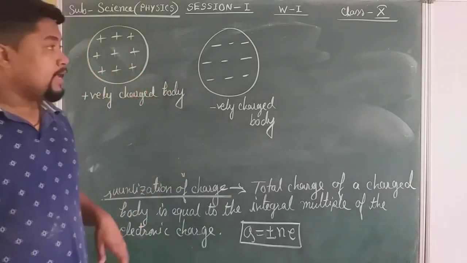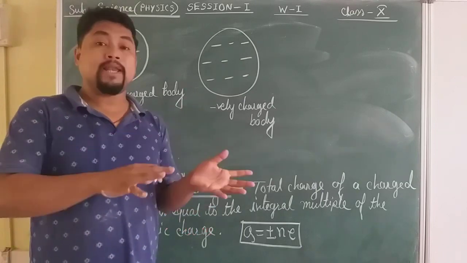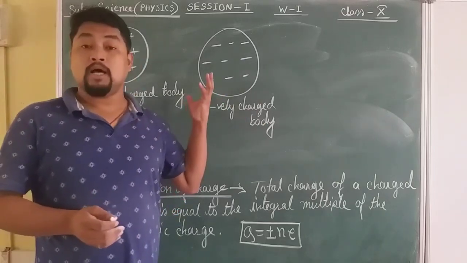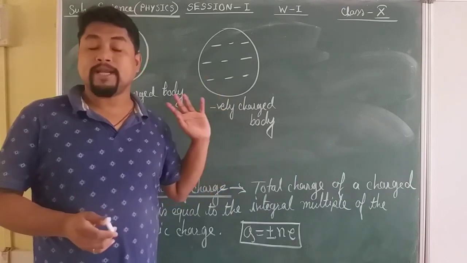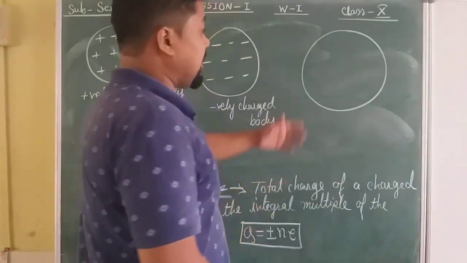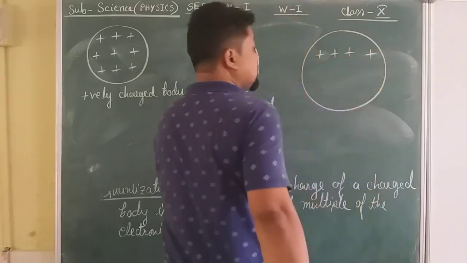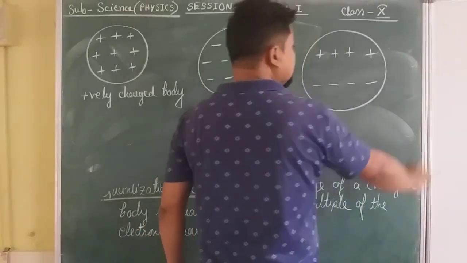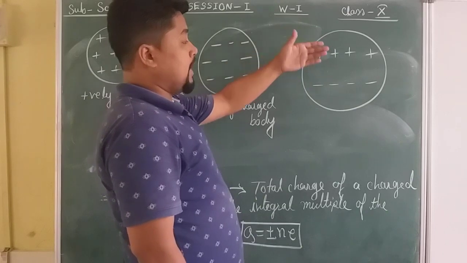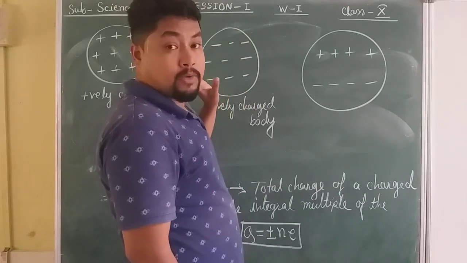If the body contains equally positive and negative charges, then the body is said to be neutral. Suppose this is a charged body which contains 1, 2, 3, 4 positive charges and 1, 2, 3, 4 negative charges. If the number of positive charges and the number of negative charges are equal, then the body is said to be neutral.